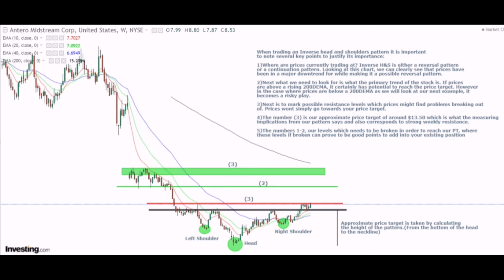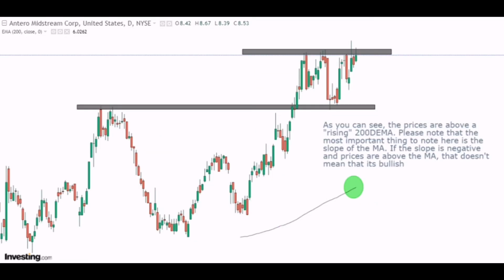Moving back to our example, the pattern does give us a predicted price target as well. This is taken by the height of the pattern, from the bottom of the head to the neckline, and adding it to the point from which prices break out. As you can see from the charts, prices won't necessarily run towards our price target, but rather there will be several resistance levels that would need to be pierced. Identifying these levels is important, since those levels would be a good point to add into your existing positions.